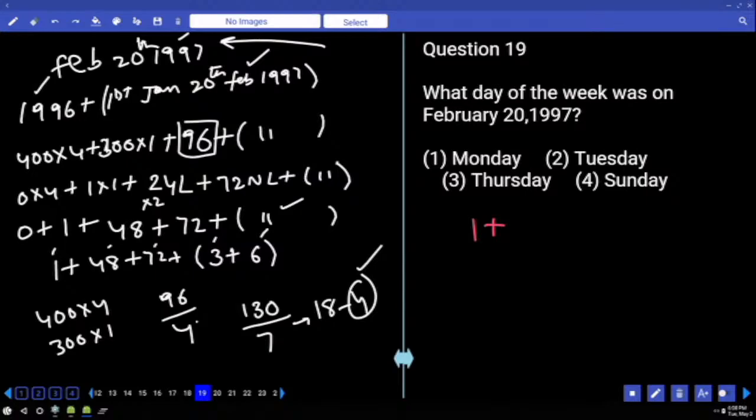96 plus 24, so much? 96 plus 124. And 120 divided by 7. Here it comes directly, you will get 1 odd. Then 3 plus 6. The whole calculation is done.